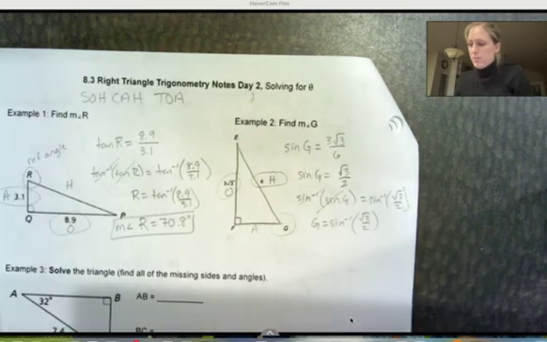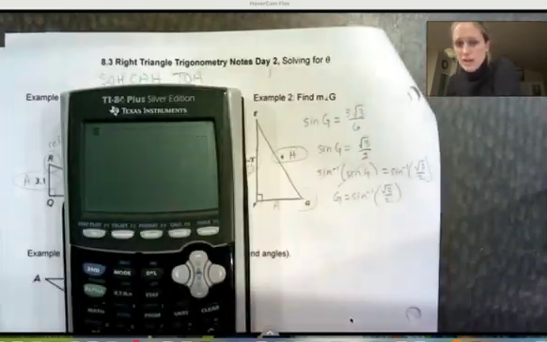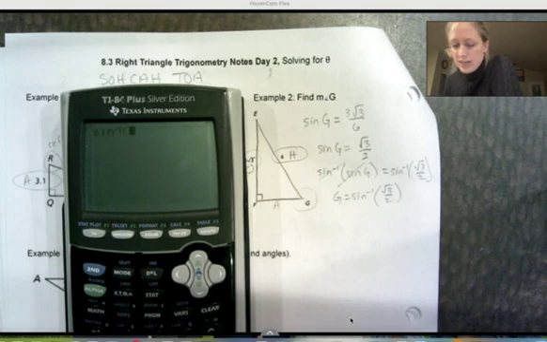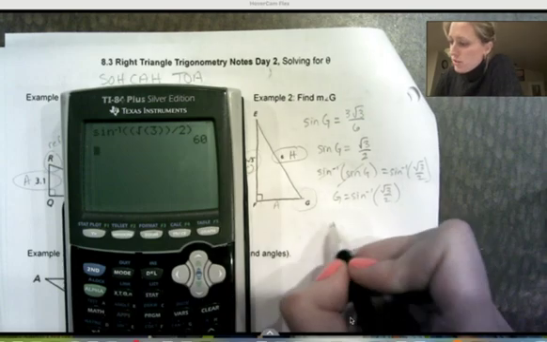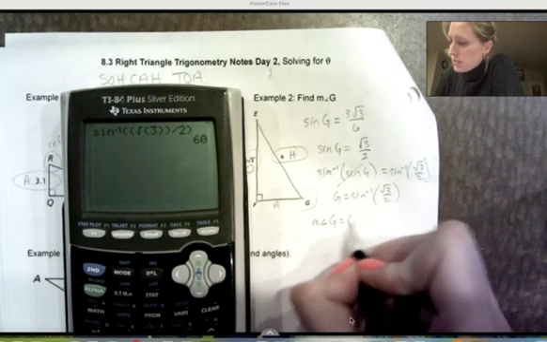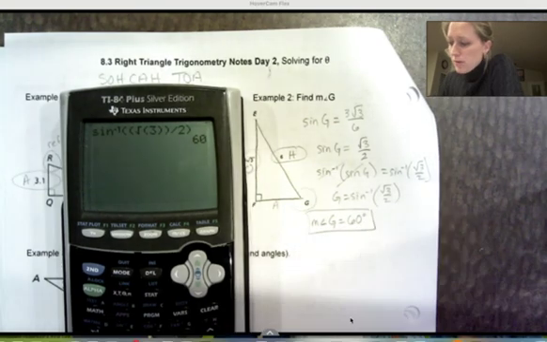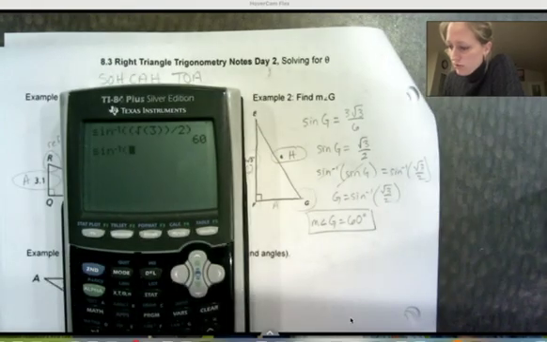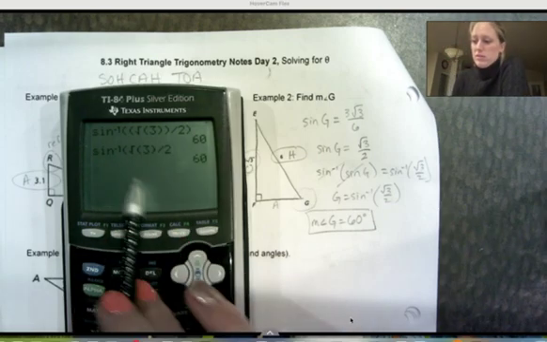Okay, calculator. So we're going to enter in second sine to get the inverse. And then I'm going to do square root of 3, divided by 2, is 60 degrees. So measure of angle G equals 60 degrees. I probably didn't need that many parentheses, you guys, so let's try that. Second square root of 3. There we go. Yep, didn't need quite as many parentheses, so that's just fine.